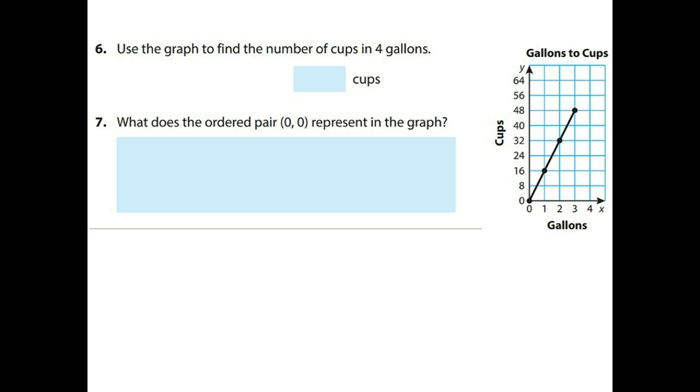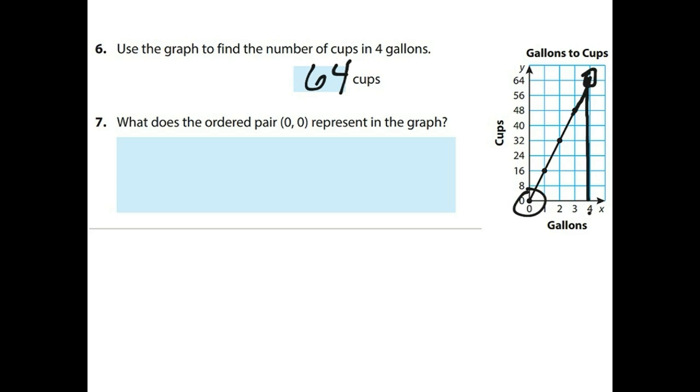Alright, so it says use the graph to find the number of cups in 4 gallons. So we got 4 gallons, and it wants the number of cups. Well, if we have our line, and we extend it to 4, there we go, 64 cups. And then number 7 asks, what does the ordered pair 0, 0 represent in the graph? I want you to write down what you think that represents. Pay attention to the graph, see what those numbers represent, and then write down what the ordered pair 0, 0 represents.